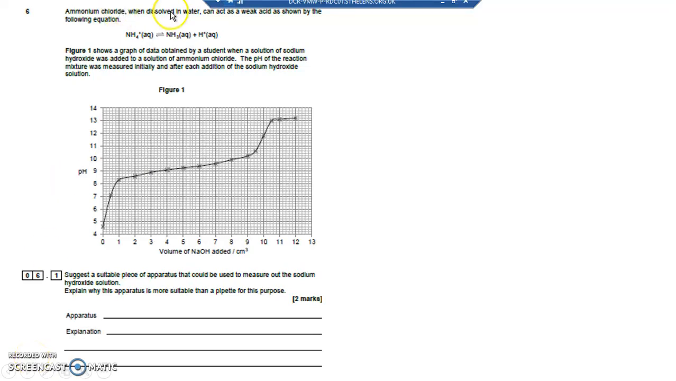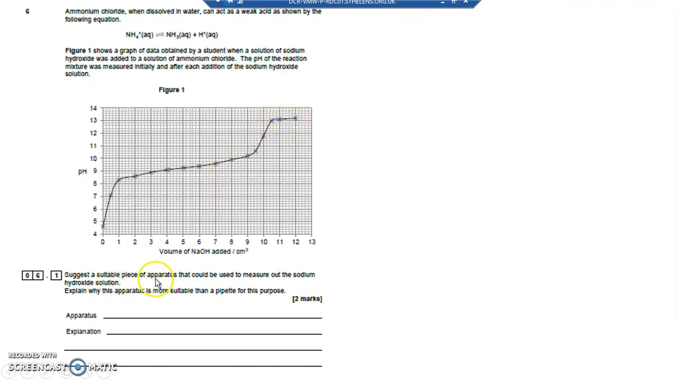Question 6. Ammonium chloride, when dissolved in water, can act as a weak acid. You've got a graph, you're adding sodium hydroxide, so you've got ammonium chloride, which is NH4+, dissolved in water. This is acting as a weak acid, and I'm adding some sodium hydroxide, which is a strong base, to the solution. The pH is changing, and I'm measuring the pH every time 1 centimetre cubed of sodium hydroxide has been added, and I'm getting a new point and I've drawn a curve.